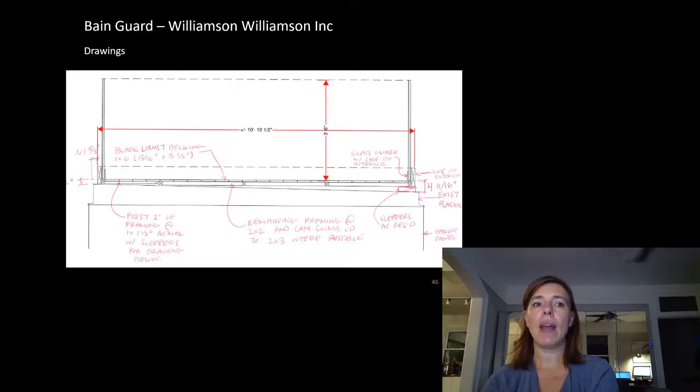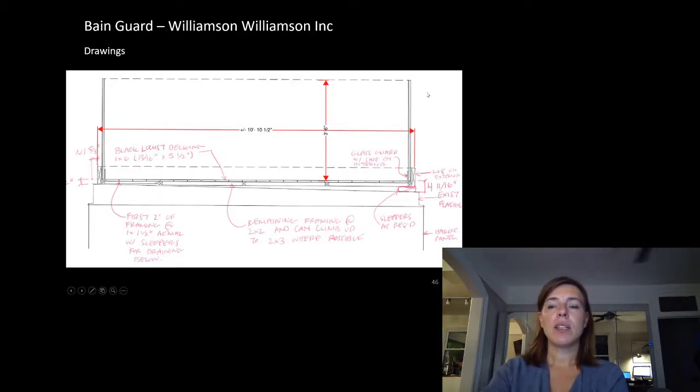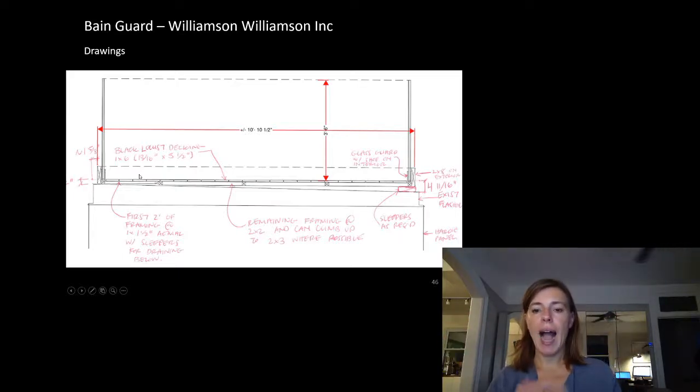Williamson said, we cannot pierce this roof membrane. Whatever resists these guard forces has to not touch the building itself. It has to be self-resistant. So that moment that we'd normally have at the base of our guard had nowhere to go.